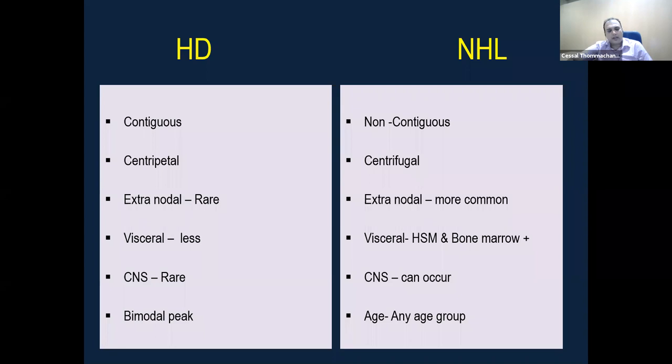Non-Hodgkin's lymphoma can occur at any age group. And it is usually non-contiguous. Extranodal involvement is common. It is usually centrifugal. Visceral involvement can occur, hepatosplenomegaly and bone. Visceral involvement can occur in Hodgkin's also, but it is less. CNS involvement can occur in non-Hodgkin's lymphoma.